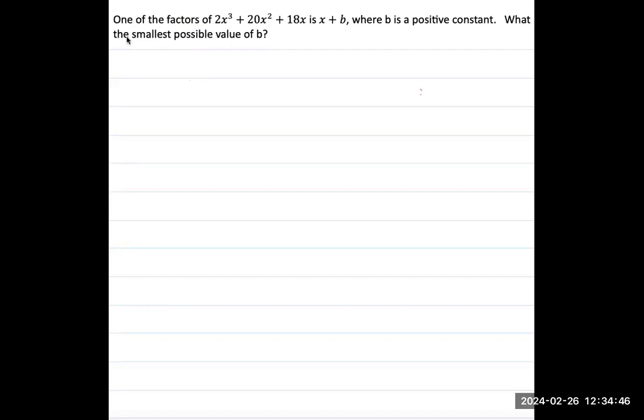Here, we're being asked about factoring, and when you're factoring, you always want to be on the lookout for the GCF first. So what is the greatest common factor between 2x cubed, 20x squared, and 18x? And what is the biggest number we can divide these all by? And that is 2. And what's the biggest number of x's that we can take out of all of them? And that's x. So we have 2x.